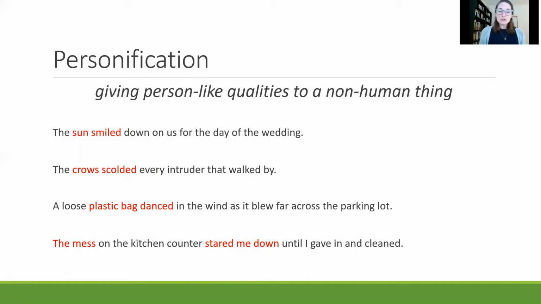The second one says the crows scolded every intruder that walked by. Now, scolded, we think of maybe a parent and a child, someone getting in trouble, they get scolded for their behavior. Crows, of course, don't necessarily have that same human reaction to things where they would scold someone. However, if you have passed by a crow or a group of crows at some point, you may hear their caws and the noise that they make. And sometimes it feels like someone's scolding you. So this is a person-like quality that we're giving to a non-human thing. However, it helps us to understand a little bit more about what it feels like to walk by those crows and what their sounds are like.